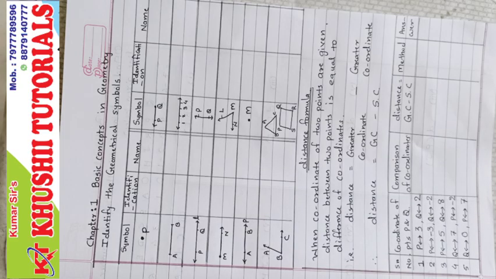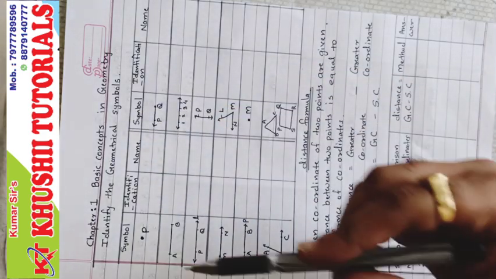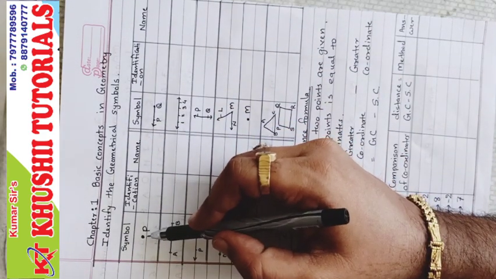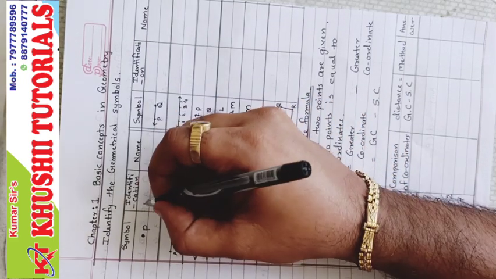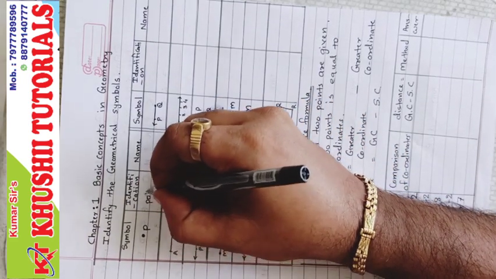Now chapter number 1, basic concept in geometry. First of all, we will start with basics. Identify the geometrical symbols. What is this symbol of? This is of a point and the name of the point is P. So first identification, it is a point.